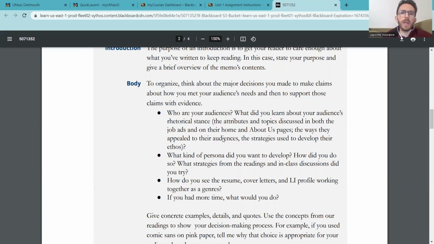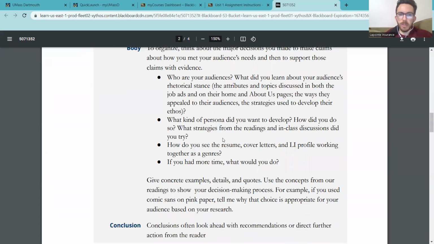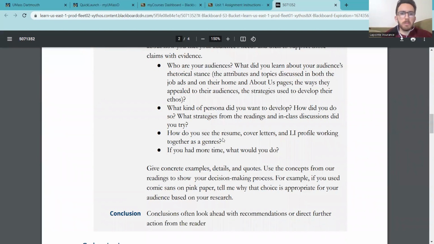Second question, what kind of persona did you develop, or did you want to develop? Did you want to develop someone who comes across as hardworking, somebody who comes across as having a lot of different skills that meet the needs of a specific job? So what kind of persona did you want to develop, and how did you do so in your job documentation? So that's question number 2. The third is, how do you see the resume, cover letters, and LinkedIn profile working together as genres?